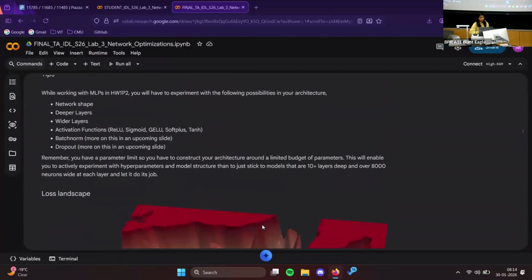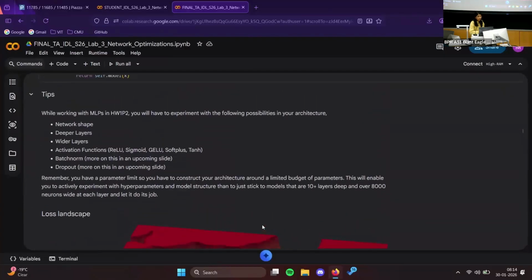Right. So while working on part two of homework one, as I mentioned, you will experiment with a lot of possibilities, like network shape, deeper or wider layers, and also activation functions, because for some activation functions like sigmoid, you will have the problem of vanishing gradients, so you can switch to ReLU or something like that. You could also add batch norm and dropout layers, which will be discussed later.